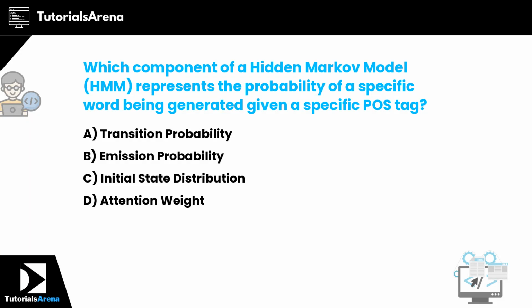Which component of a hidden Markov model, HMM, represents the probability of a specific word being generated given a specific POS tag? The correct answer is option B, emission probability.